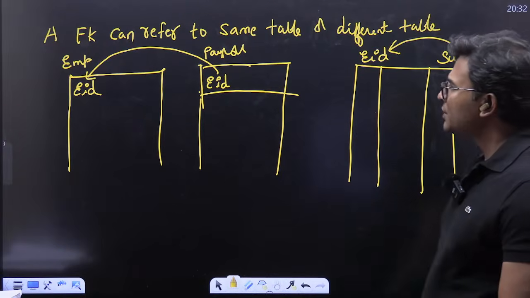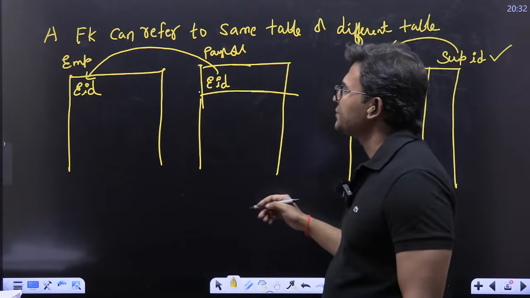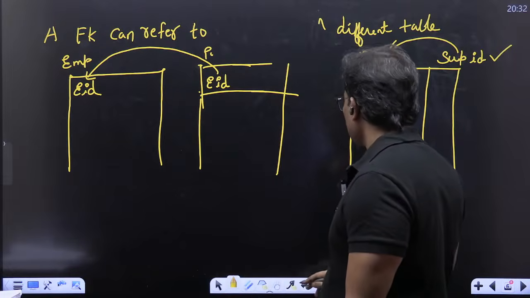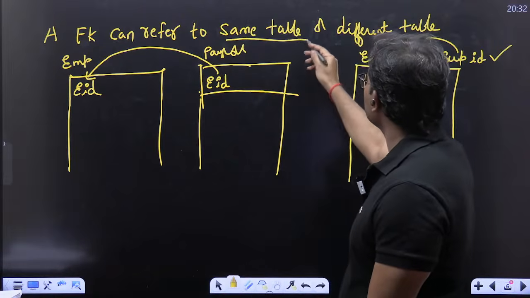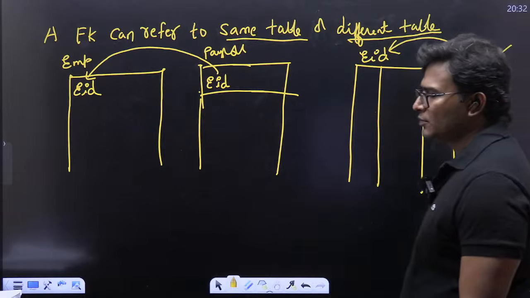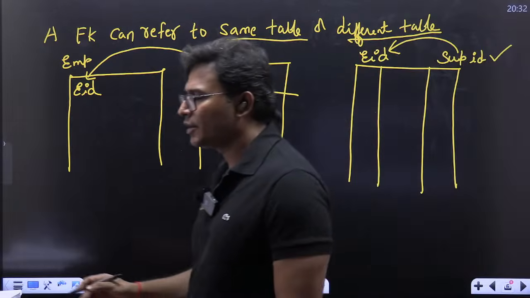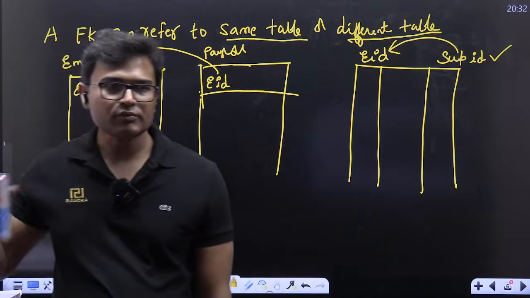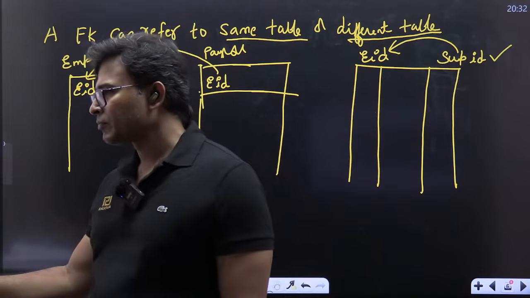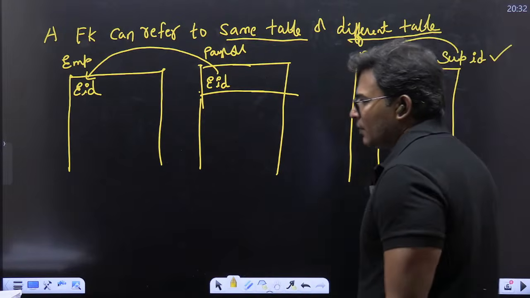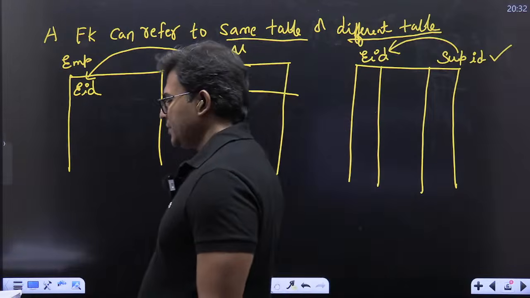So if you look at these, two are the common cases. A foreign key can refer to the same table, or a foreign key can refer to a different table. Okay. Fine. Got this point. That's all. We can take many examples.